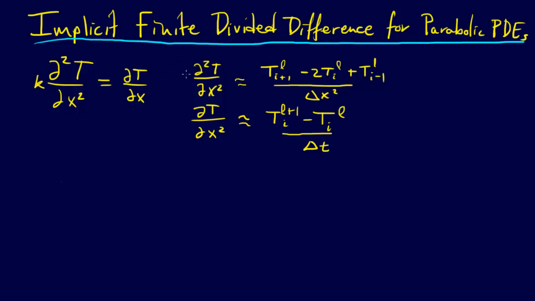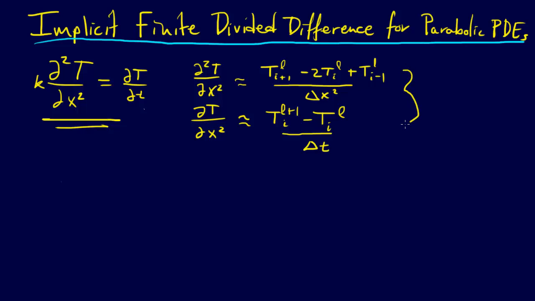So now we're ready to introduce at least a simple way to do implicit finite divided difference for the parabolic PDE. And again, we're just going to rewrite our heat equation, well, maybe you don't call it heat equation. This is our partial differential equation that we're trying to solve. K, second partial of t with respect to x, is equal to dt d, found a typo here, with respect to time. So we're looking at the transient solution to this parabolic differential equation.